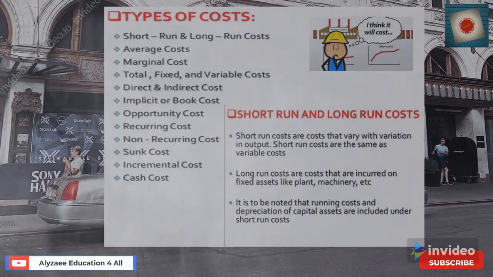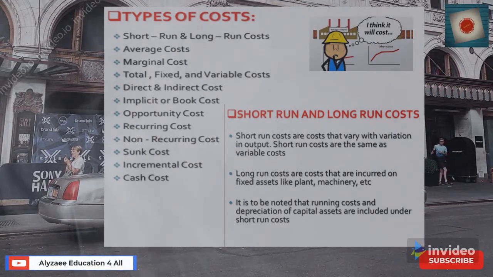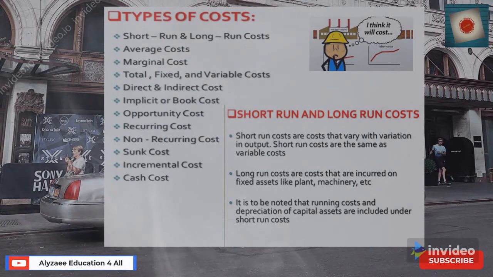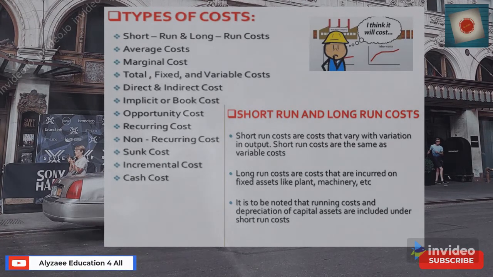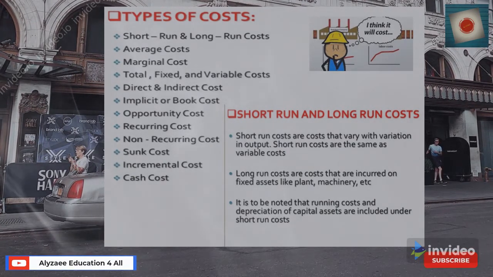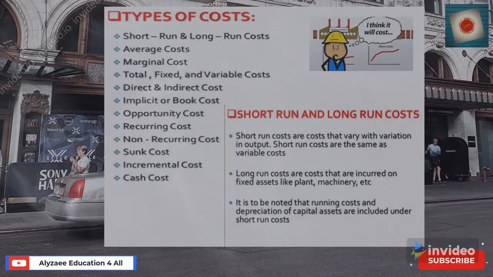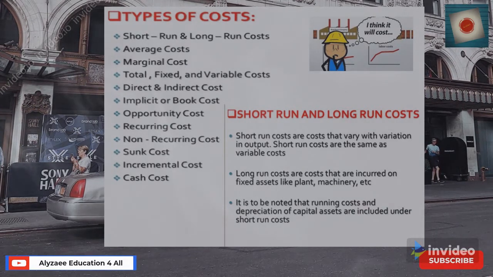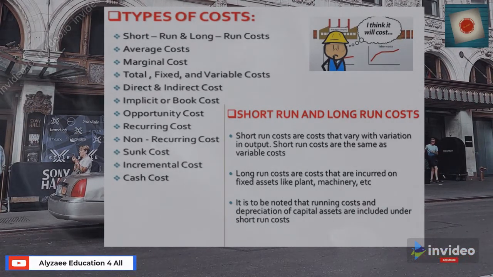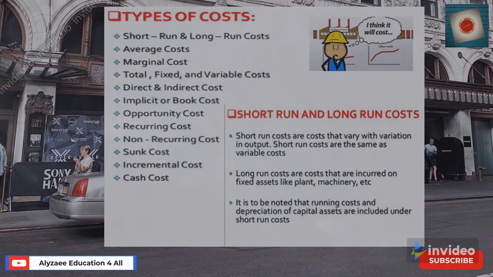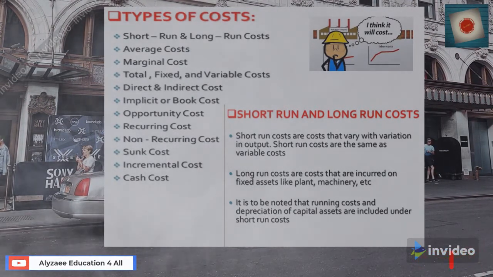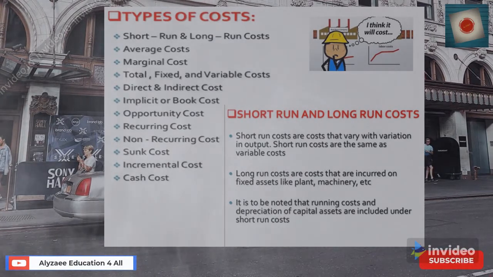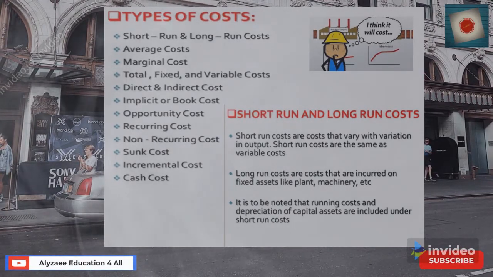Short run and long run cost. The short run costs are costs that vary with variation in input. Short run costs are the same as variable costs. What are the long run costs? Long run costs are costs that are incurred on fixed assets like plant, machinery or building. So that has an impact in the long run, and you have to look after that. It is to be noted that running cost and depreciation of capital assets are included under short run cost.